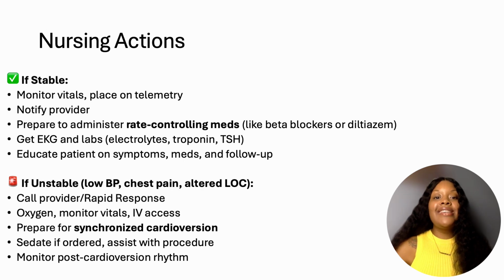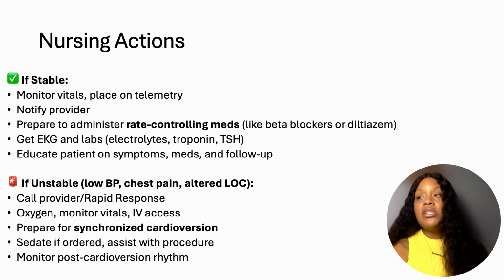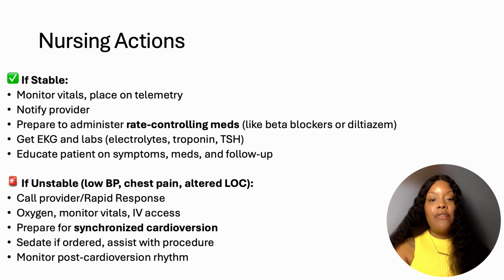So, what are your nursing actions if a patient has atrial flutter? If the patient is stable, meaning that the patient is alert, oriented, and the vital signs are rather normal and haven't really changed from their baseline, then we're just going to put the patient on telemetry and notify the physician. Then we're going to prepare to give rate controlling medications, okay? So medications such as beta blockers or calcium channel blockers to slow down that heart rate.